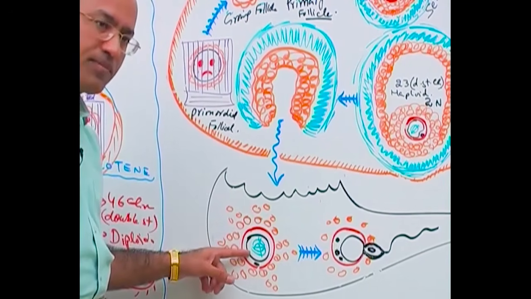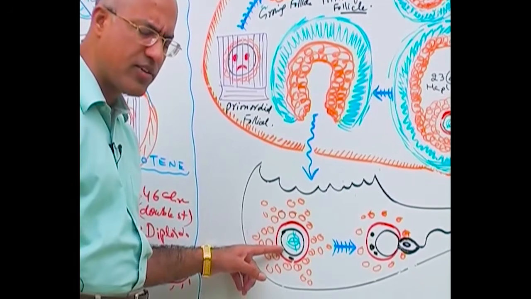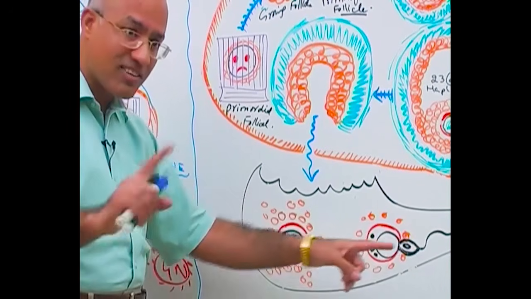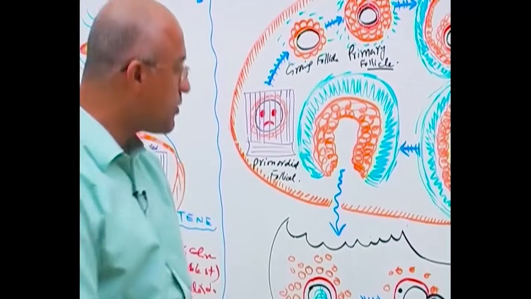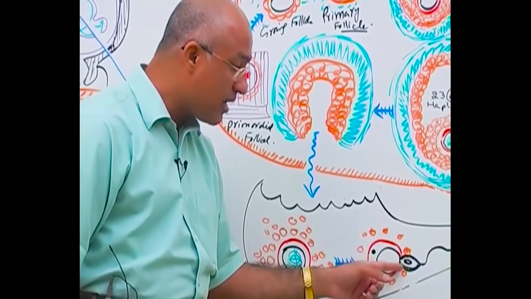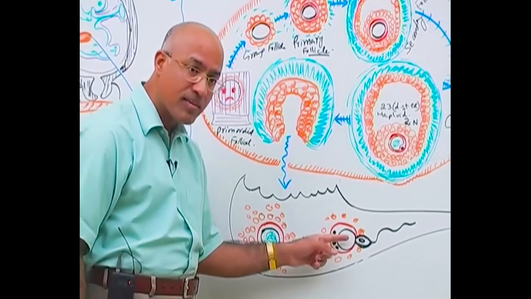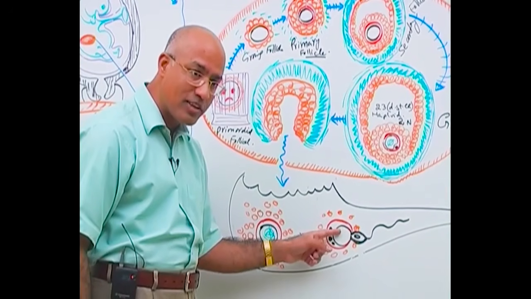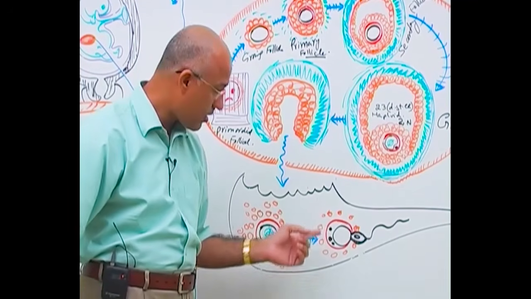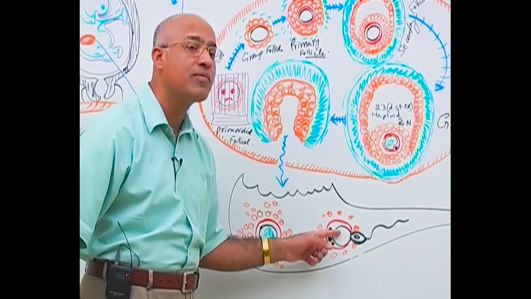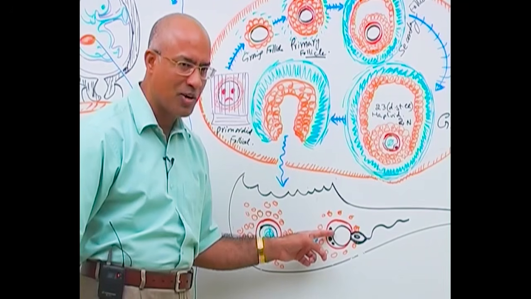Now this ovum, which was a secondary ovum originally, arrested in metaphase, if sperm does not come, its life is only 24 to 48 hours. But if sperm comes and fertilizes this egg, as soon as the sperm membrane touches the secondary ovum, it rapidly completes its second meiotic division, releases one more what? Polar body, and converts itself into what? It converts itself into the definitive ovum or mature ovum.